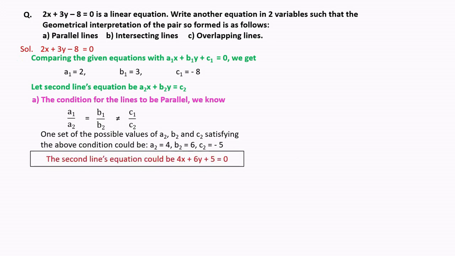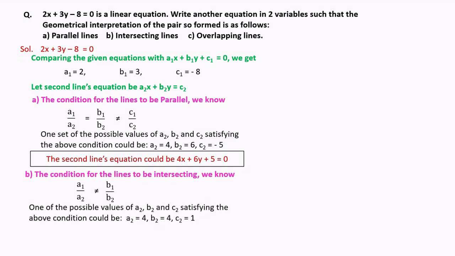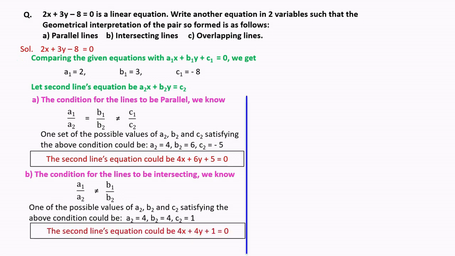Case B, intersecting lines. Condition: a1 by a2 is not equal to b1 by b2. Take values. a2 equals 4, b2 equals 4. Now, 2 by 4 is not equal to 3 by 4. Let c2 equals plus 1. So, the second equation is 4x plus 4y plus 1 equals 0.